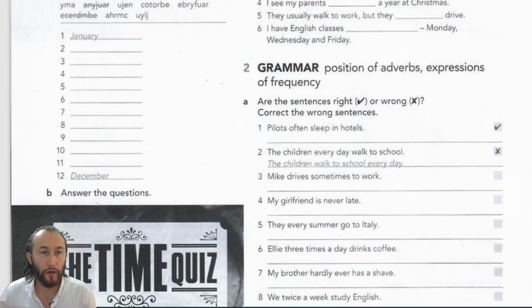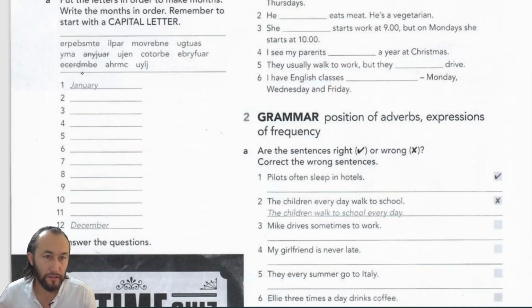Okay, so the first one, January, is done. This is January. And December is also done. As you can see, the 12th is December. So number 2, February, obviously. February is here. That's the one, February. So we're going to write F, capital, and E, B, R, U, A, R, Y, February.